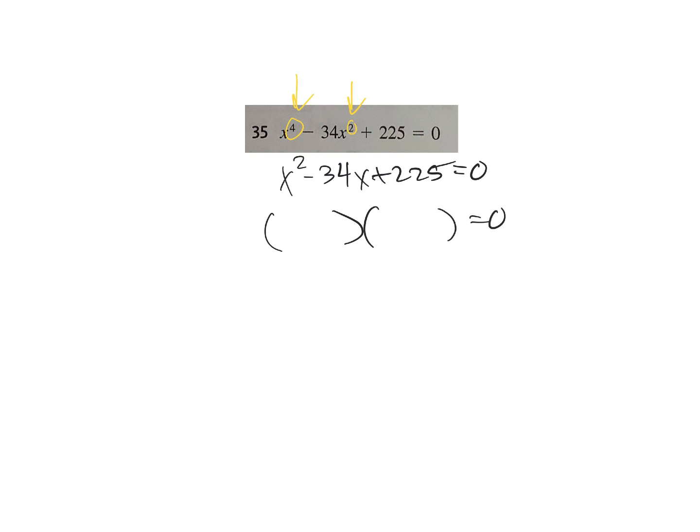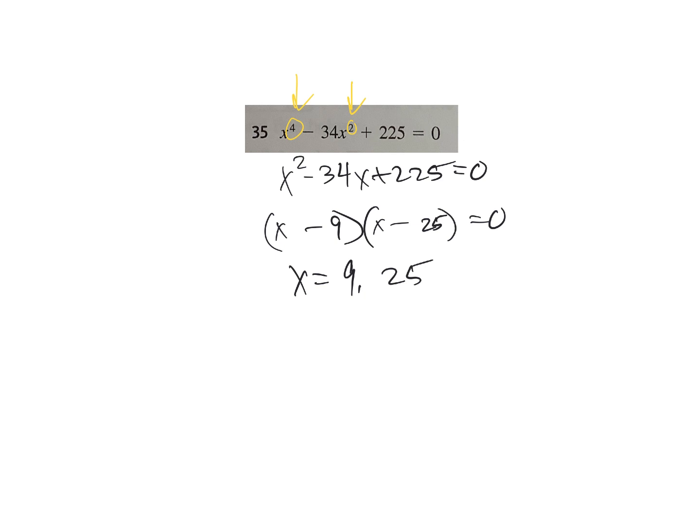Factors of 225, figure that out, and see if you can get 34 out of those. And we get 9 and 25. So we add those together, you'll get a negative 34. So they need to be negative, and when you multiply them, that gives you a positive 225. Okay, so the answer should be 9 and 25.